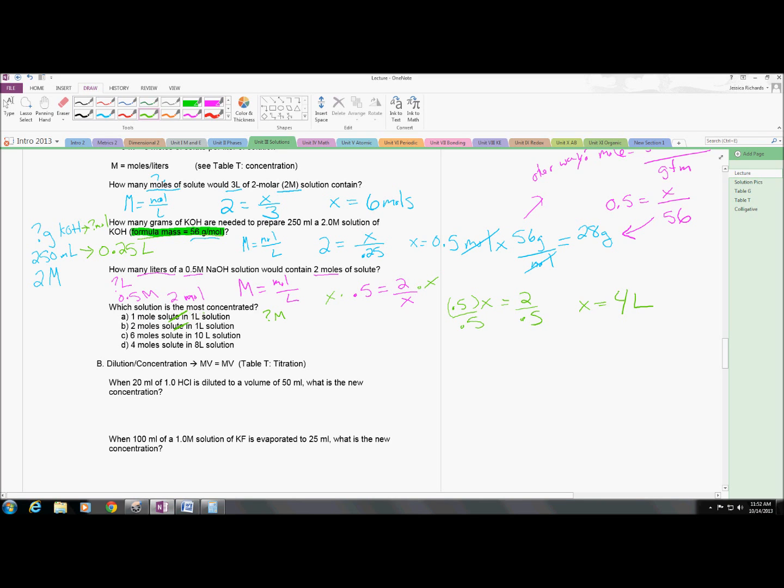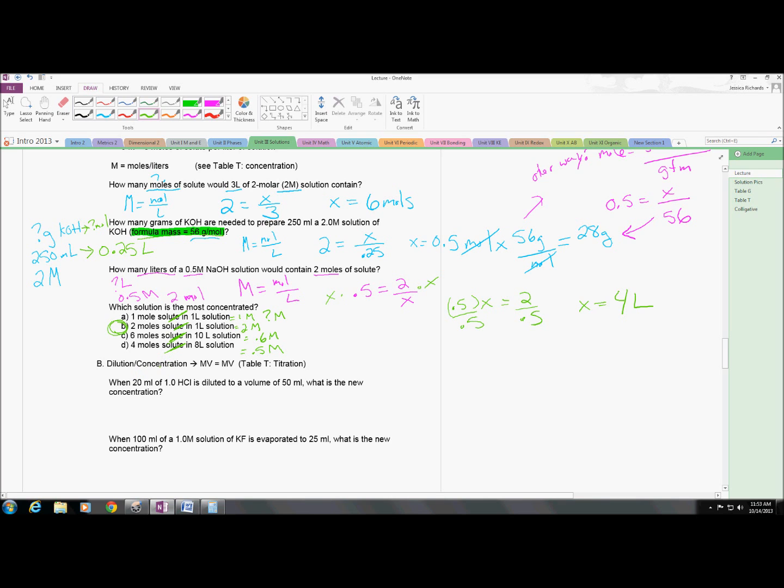1 mole divided by 1 liter is 1 molar. 2 moles divided by 1 liter is 2 molar. 6 moles divided by 10 liters is 0.6 molar. And 4 moles divided by 8 liters is 0.5 molar. So our most concentrated is going to be the 2 molar solution.